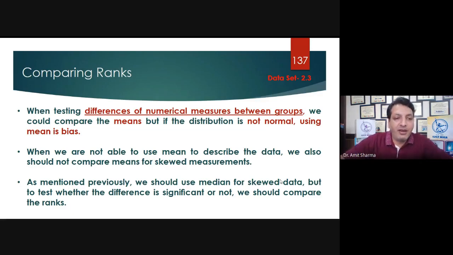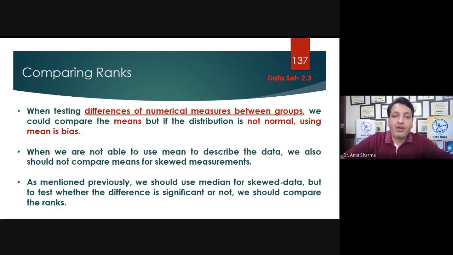So when we are not able to use the mean to describe the data, especially where the data was found not normally distributed, the Mann-Whitney U test can be applied. When you didn't get the bell-shaped curve and the data was found not normally distributed, you cannot compare the mean. What you have to do is compare the ranks.